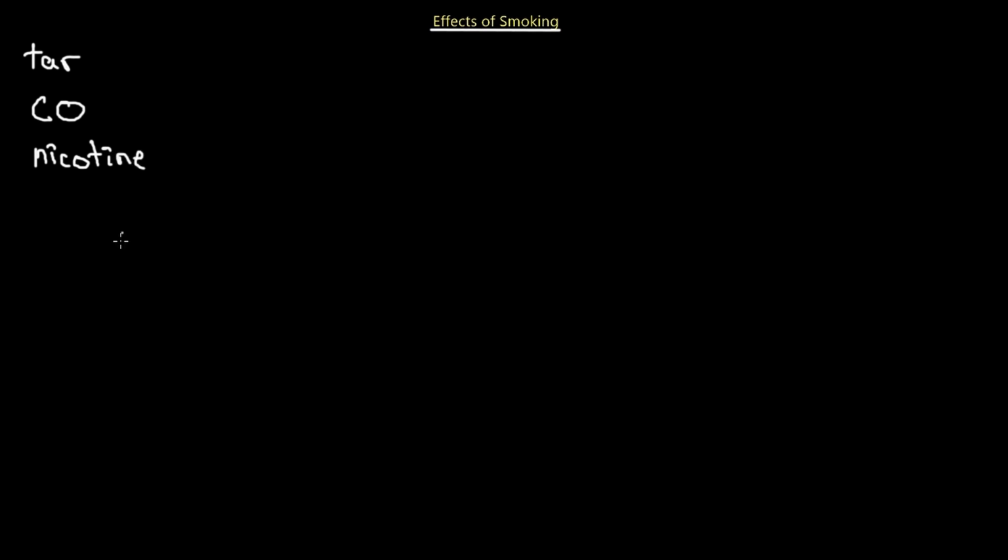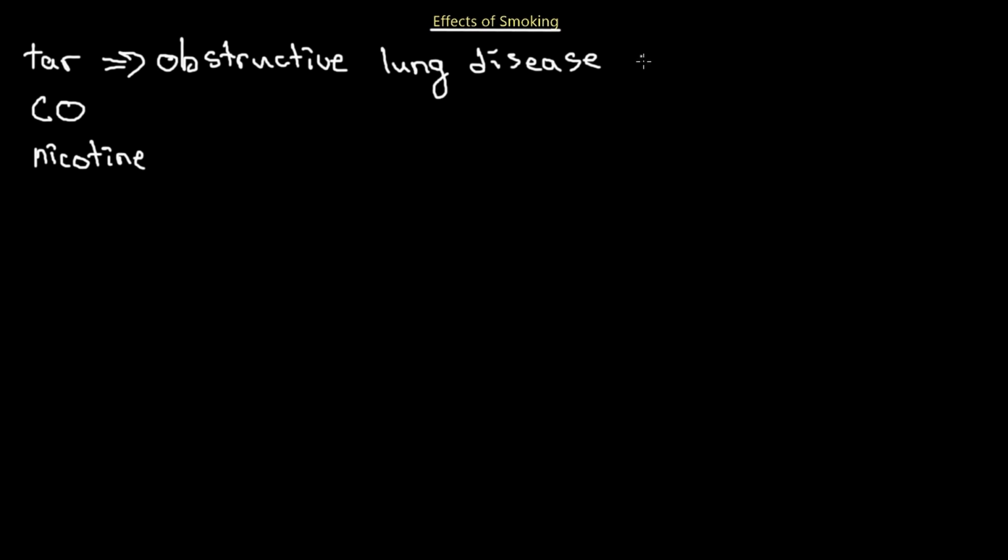So that's the three major components that cause problems for people. In general, tar and carcinogens damage the gas exchange system, and carbon monoxide and nicotine damage the cardiovascular system, so the circulatory system primarily. Tar is a mixture of compounds that settles on the lining of the airways in the lungs, and it stimulates a series of changes that may lead to obstructive lung disease, and that's typically caused by tar. It could also lead to lung cancer as well.